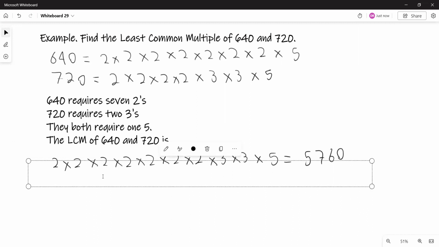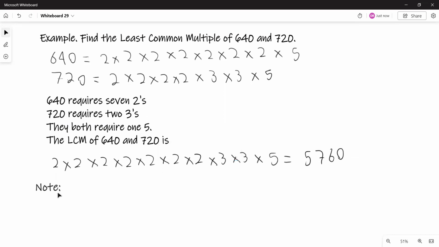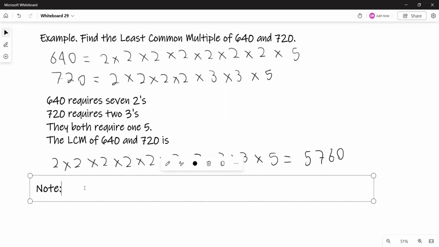Okay, so keep in mind that you should not use any more primes than you absolutely have to, because you're going to have a common multiple, but it may not be the least common multiple. So we don't want to use any more primes than we absolutely have to.